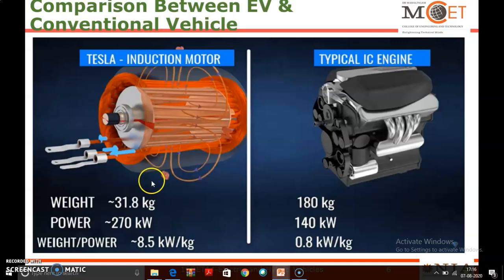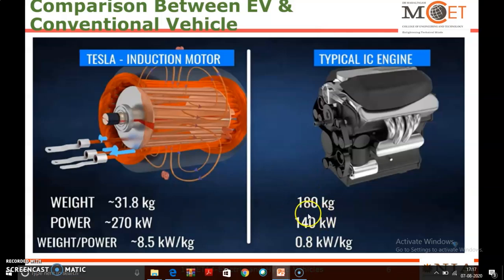So this motor has a weight of approximately 31.8 kg. For this weight, the power generation of this motor is 270 kilowatt. So if we calculate the weight to power ratio, we obtain 8.5 kilowatt of power for 1 kg weight of the electric motor.